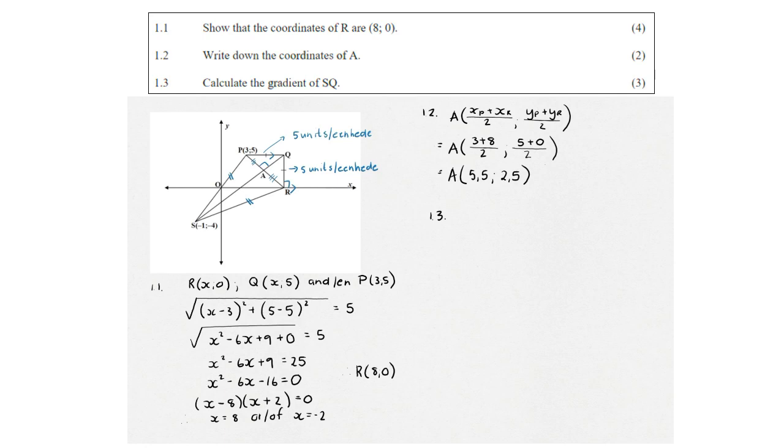In question 1.3, they ask us to calculate the gradient of SQ. And for that, we are going to make use of the gradient formula. The gradient formula states that the gradient of SQ is y of S minus y of Q divided by x of S minus x of Q. This is equal to negative 4 minus 5 over negative 1 minus 8. This simplifies to negative 9 over negative 9, and that is equal to positive 1. So the gradient of SQ is positive 1.